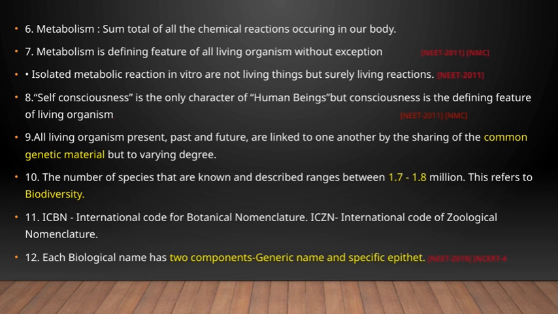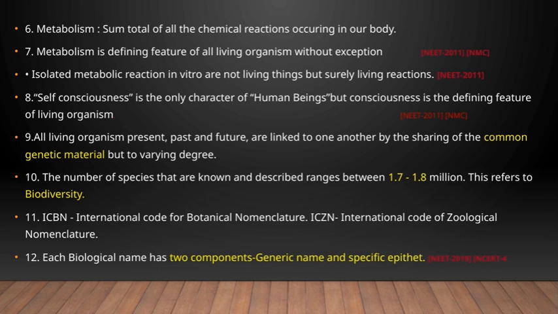Now, regarding biodiversity, scientists have identified and described approximately 1.7 to 1.8 million species so far. This incredible variety highlights the richness of life on Earth and underscores the importance of understanding and conserving it. In the realm of biological classification, we follow specific nomenclature codes.